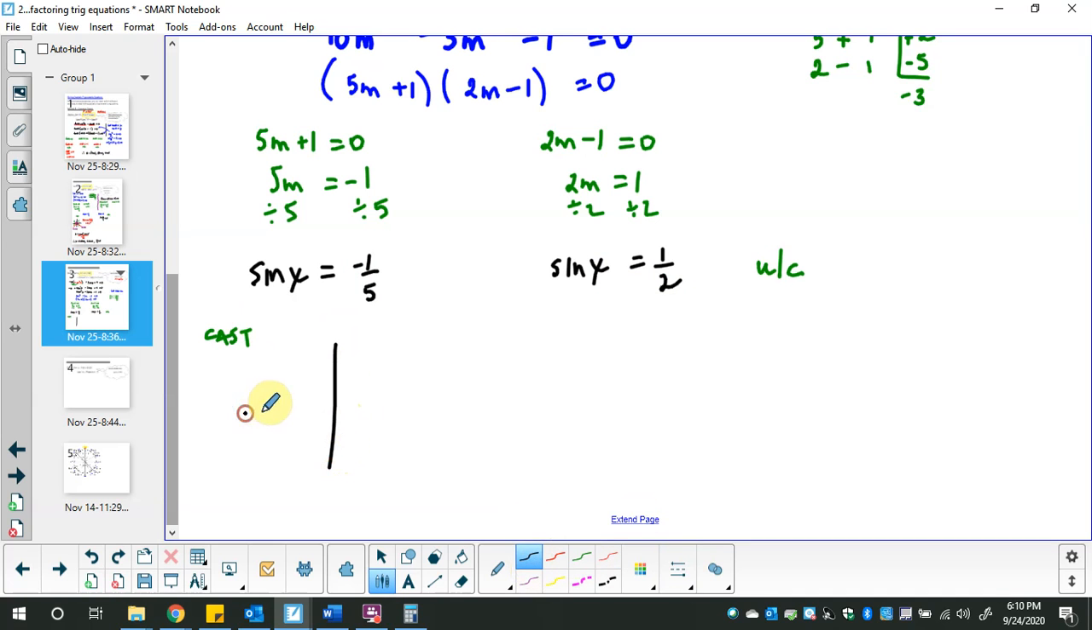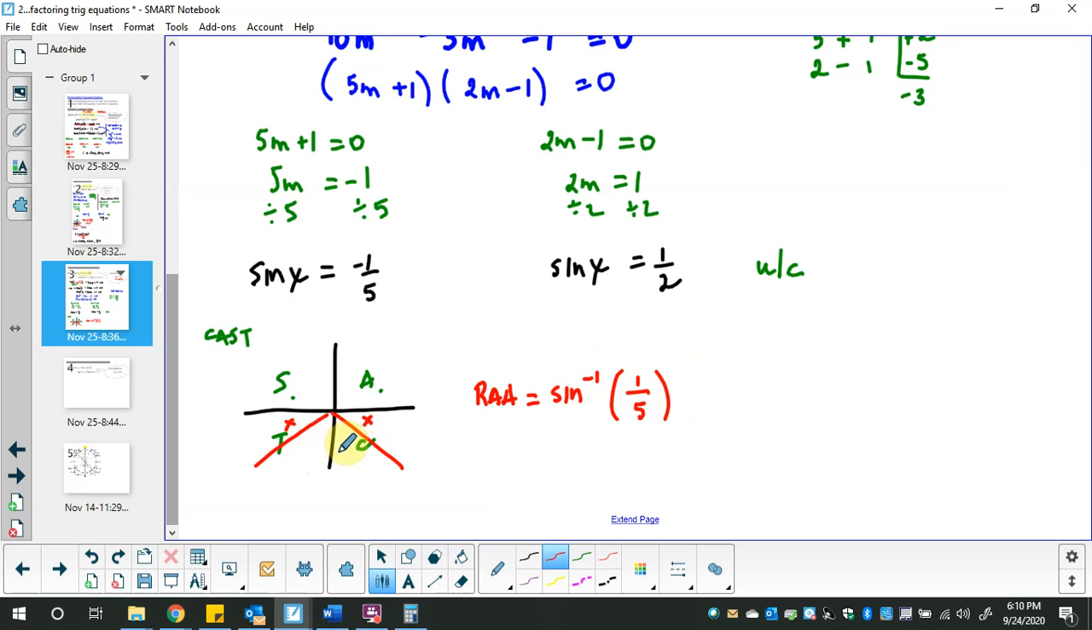So here's a picture. C-A-S-T, I need that. Sine has a negative value, so it's positive here and here. So it's negative in the bottom two quadrants. And eventually I will find my RAA and put them in those two spots. So the RAA is sine inverse of not -1/5, but of +1/5. The negative got used up by putting your sticks there.